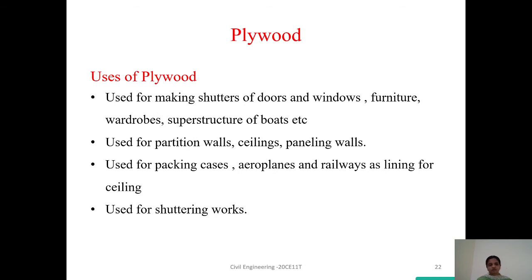Coming to uses of plywood. Plywoods are used for making shutters of doors and windows, furniture, wardrobes, superstructure of a boat, etc. It is used for partition walls, ceilings, paneling walls. It is used for packing cases, aeroplanes and railways as lining for ceiling. So it is used as lining for ceiling in railways and in aeroplanes. It is used for shuttering works.